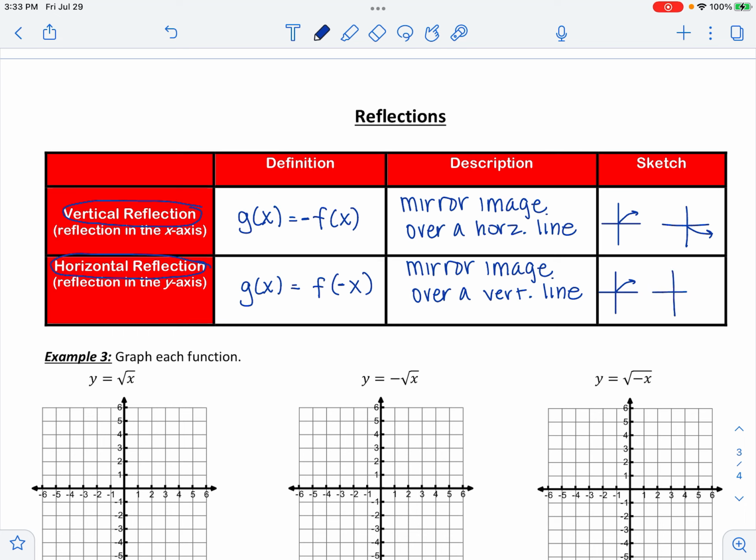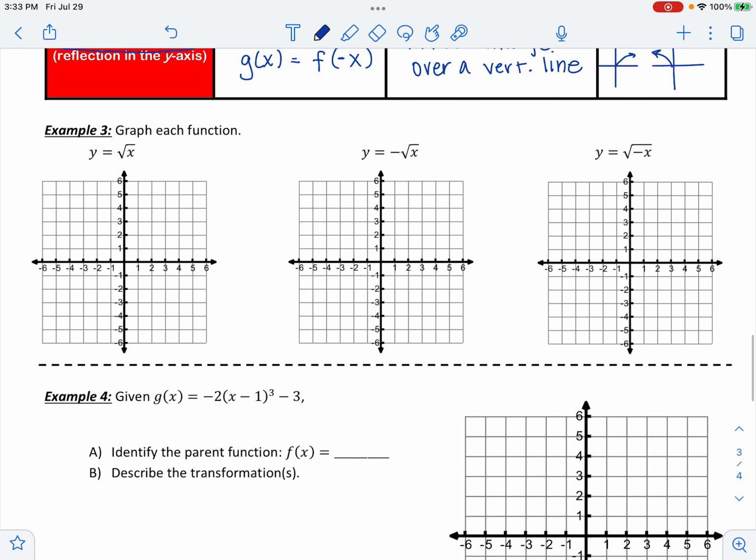And for a horizontal reflection, imagine a vertical line and a reflection over it. So our vertical line's right here, reflect over it, and you got this right here. Okay, so we're going to graph each of those. We just did that, but just making sure we know which one's which, okay?